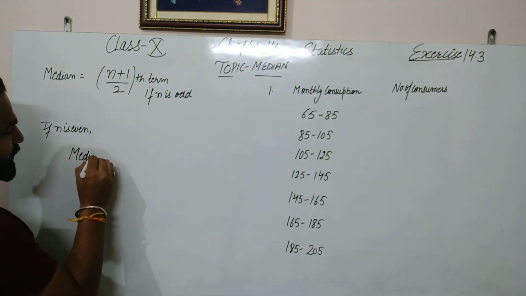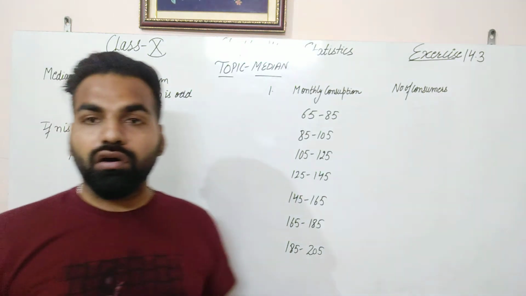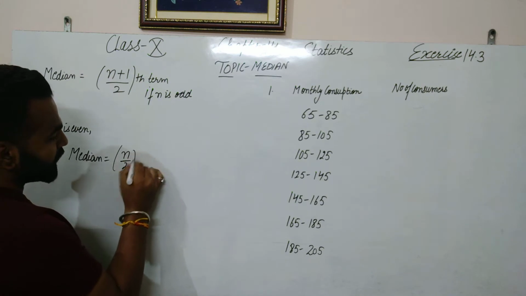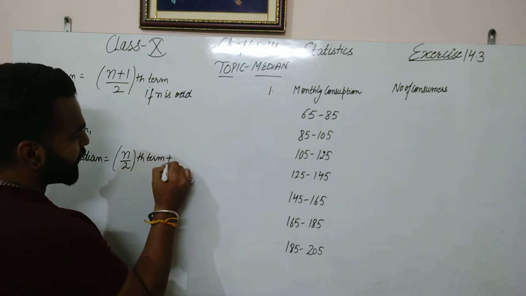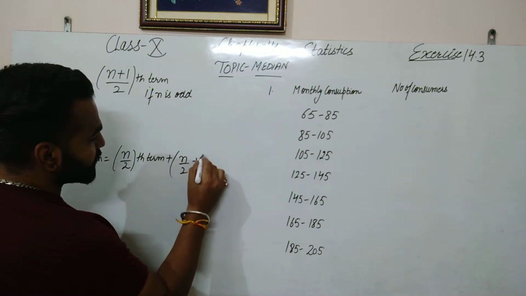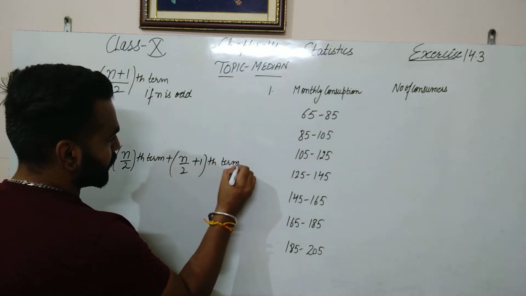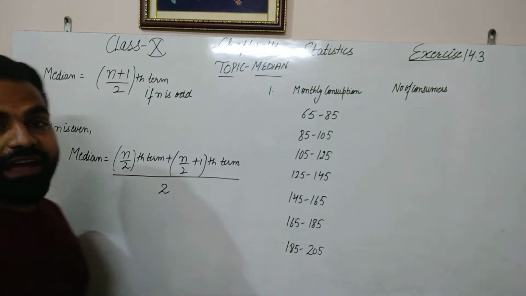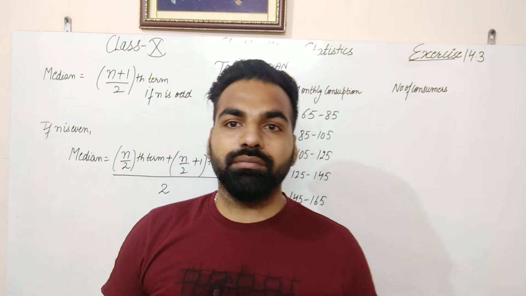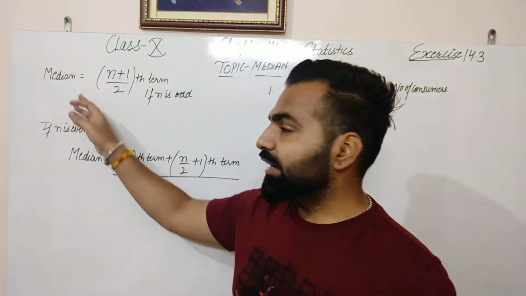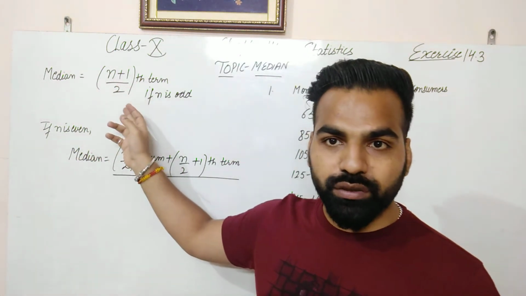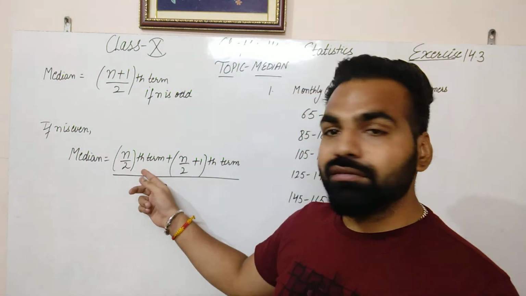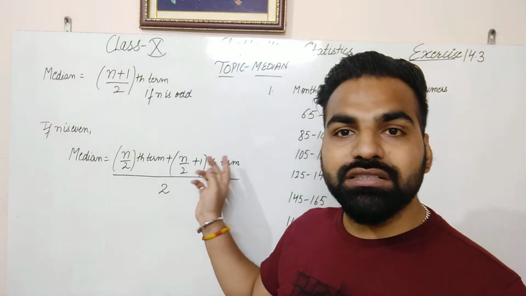So then median is equal to average of two terms, that is n by 2th term plus n by 2 plus 1th term divided by 2. So if n is odd, then median is n plus 1 by 2th term, and if n is even, then we take the average of two terms, n by 2th term and n by 2 plus 1th term.